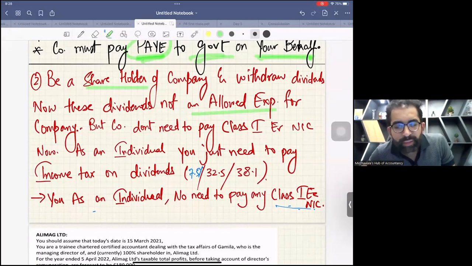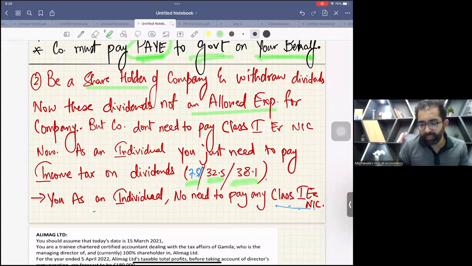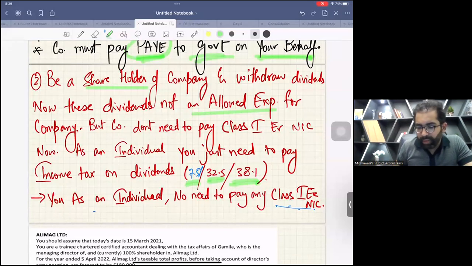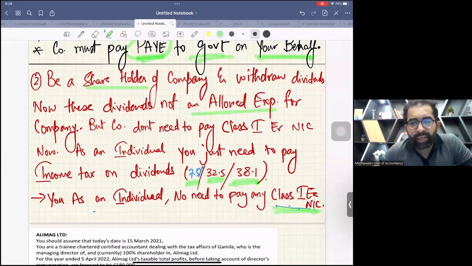Now, as you are giving ordinary dividends, for ordinary dividends there is no class one employer NIC. There is no class one employee NIC, right? But again, these ordinary dividends are not an allowed expense for the company. Now, come to the individual side. As an individual, the dividends which you just received are taxable income. Yes. And for dividend income, you need to pay tax at 7.5%, 32.5% and 38.1%. Plus, we all know you will get the NRB. As an individual, no need to pay class one employee NIC because on dividend income there is no NIC. Now read it carefully and think over it. No need to run fast. Go slow.